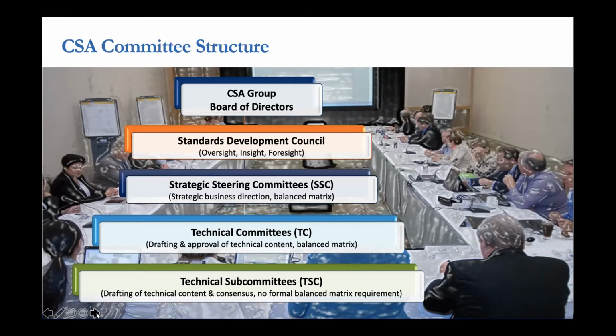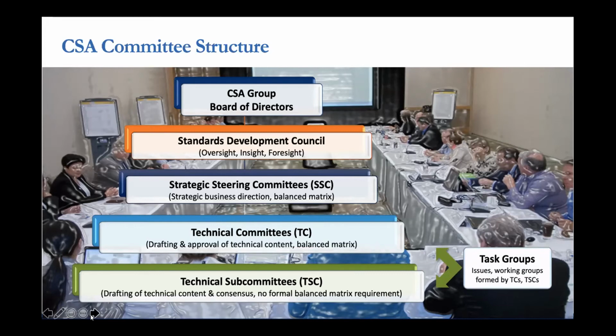The technical committees fall underneath that, and the technical committees are responsible for the approval of technical content. In some situations, they may also be the drafting body, but there's other cases where the technical committee oversees a series of technical subcommittees. And the technical committee has a balanced matrix, and I will explain to you in a few minutes what that means. And it's a similar idea for the subcommittees. It doesn't have a formal balanced matrix requirement, but we try to make sure it is as close to balanced at all times as possible.